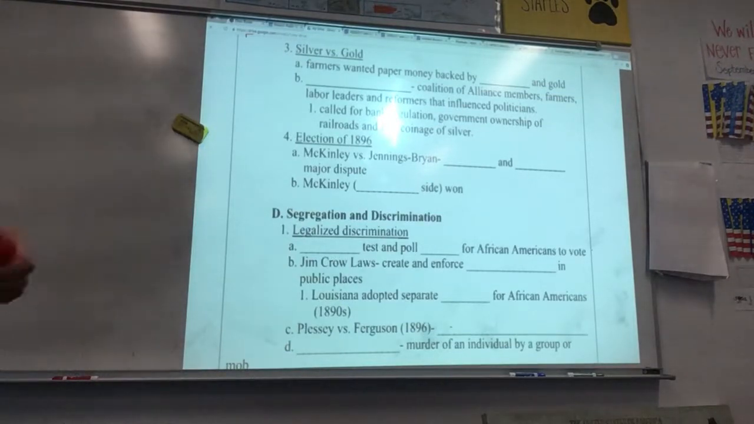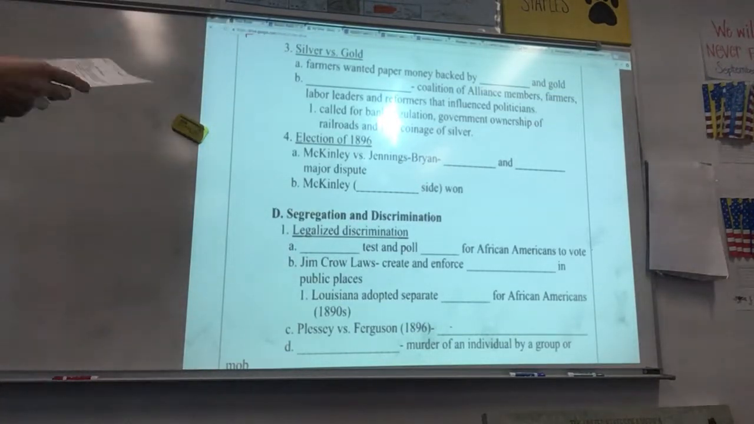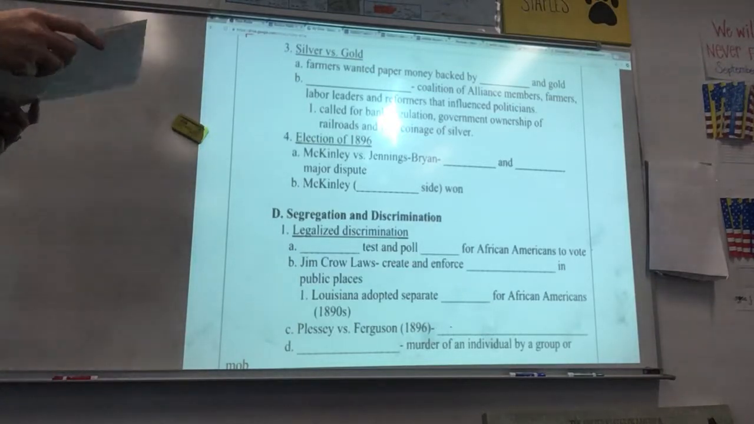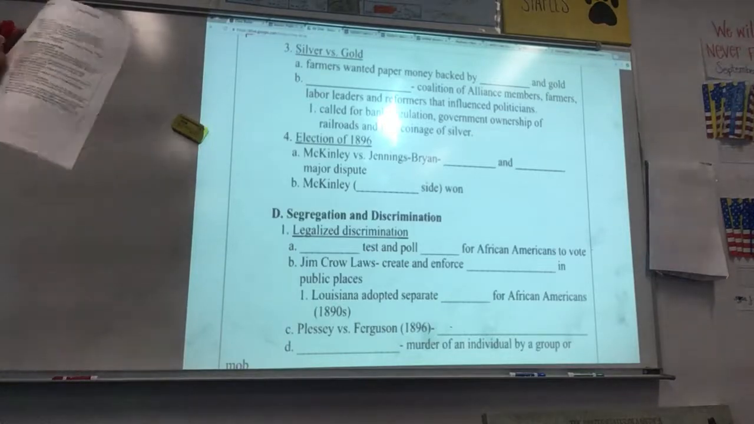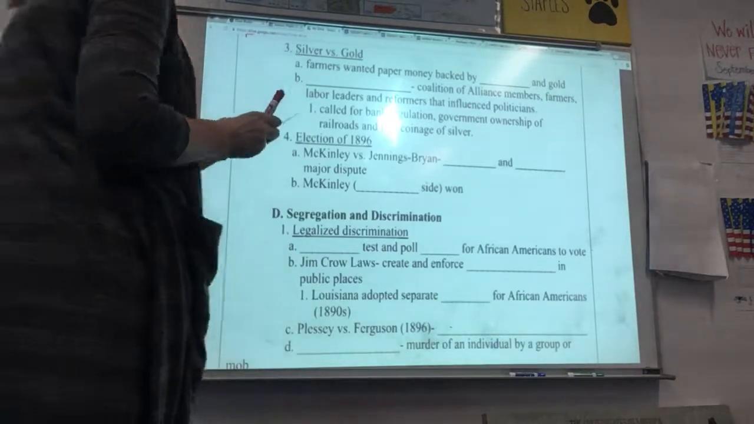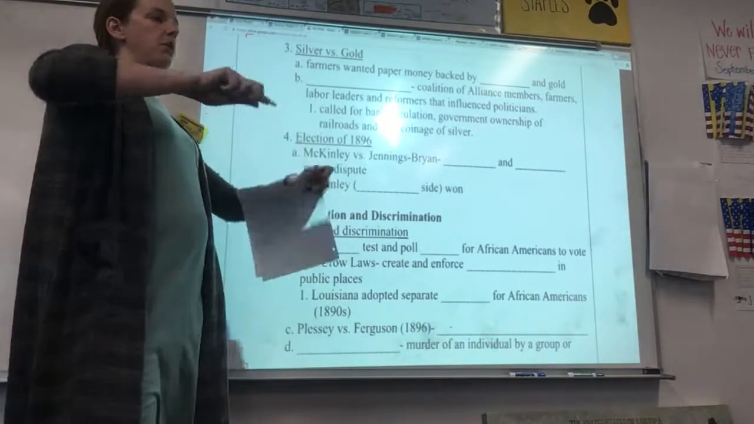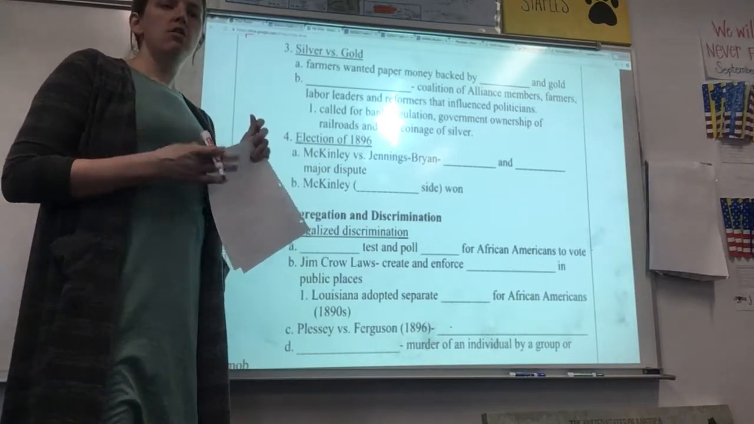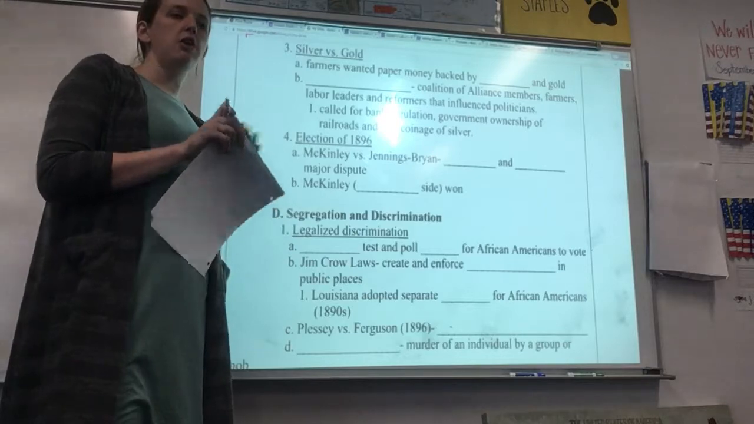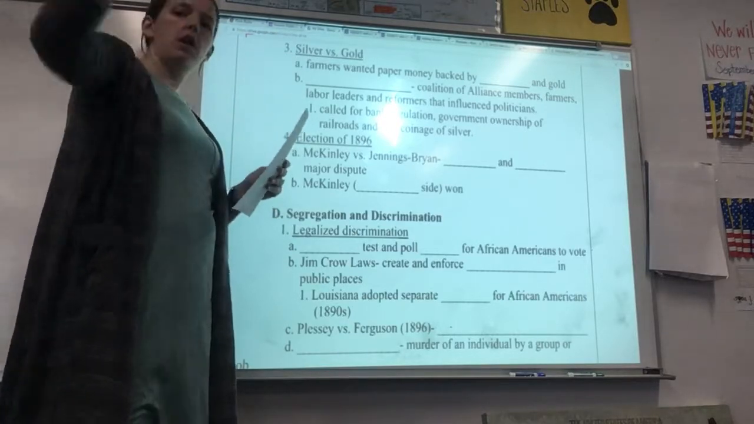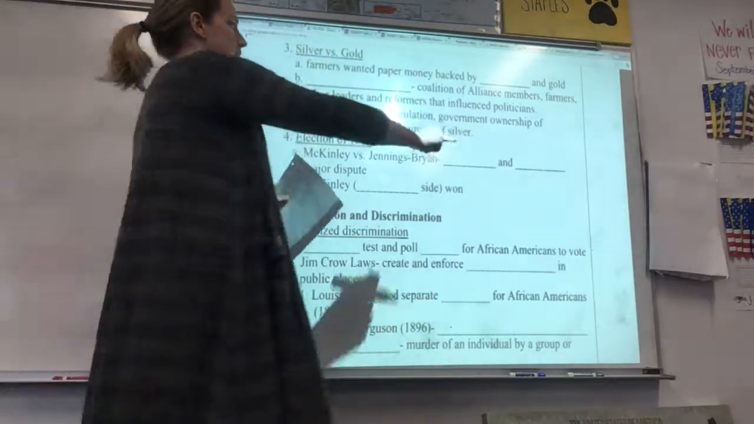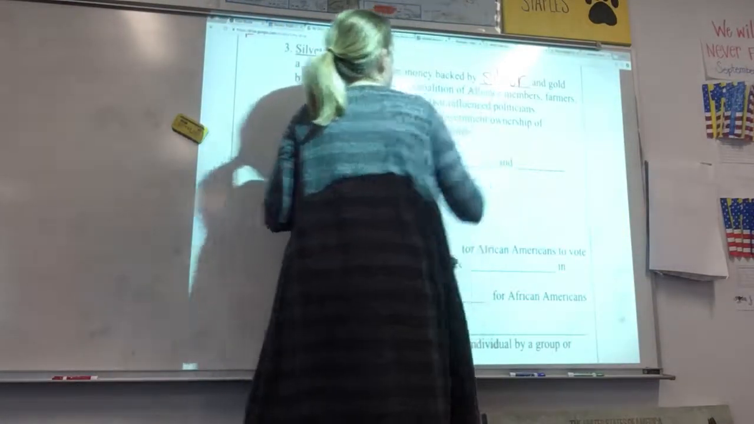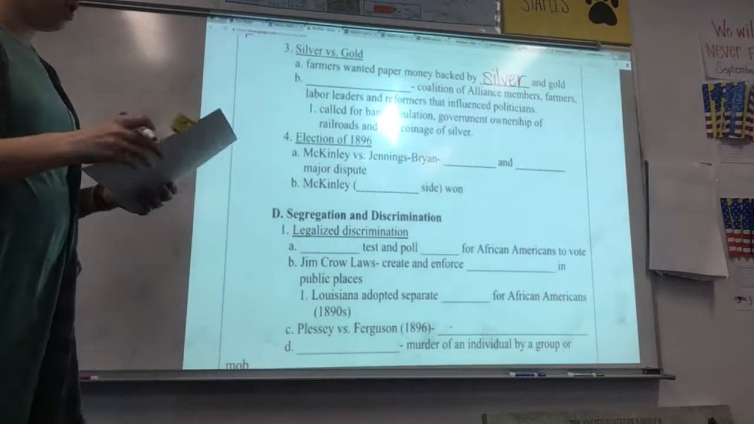Okay, so silver and gold. Farmers wanted paper money backed by silver and gold. So when you put your money in the bank, at this time, there was literally a piece of gold sitting there that backed it up. So if you ever wanted to trade out your money or get your money back, they would hand it to you out of the bucket. Okay, it's not like that now. Backed by silver and gold.